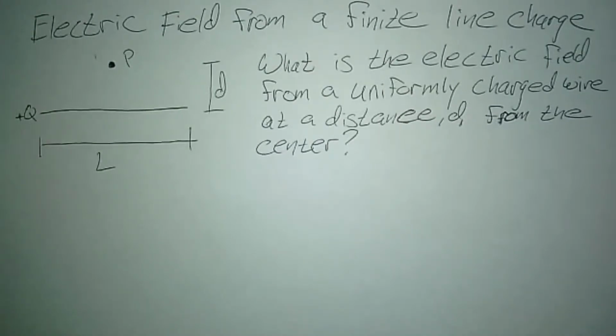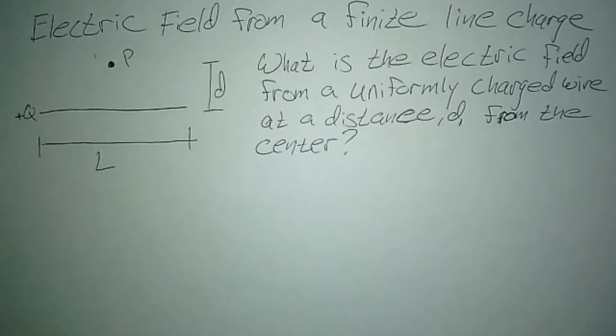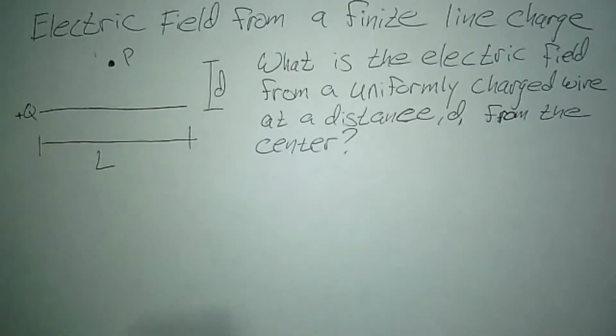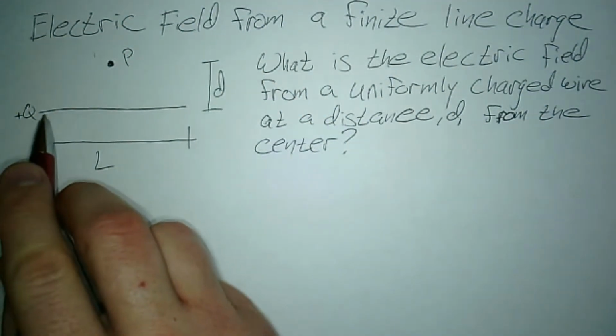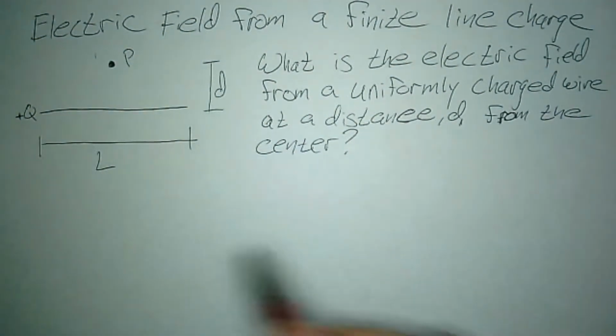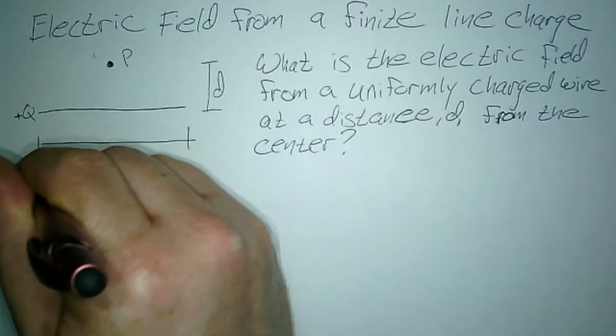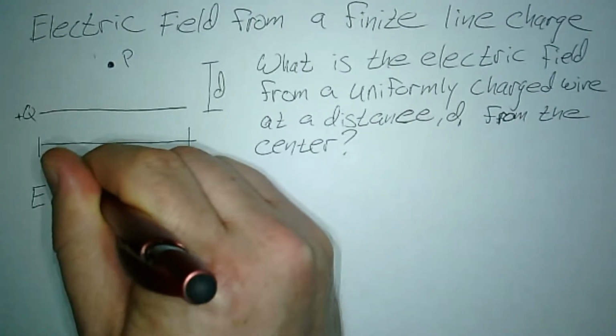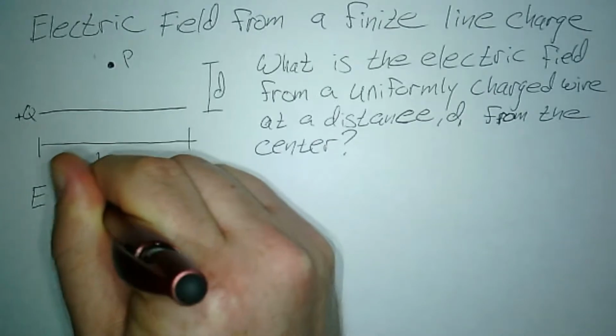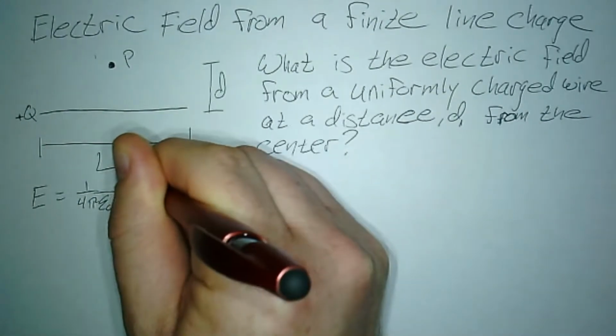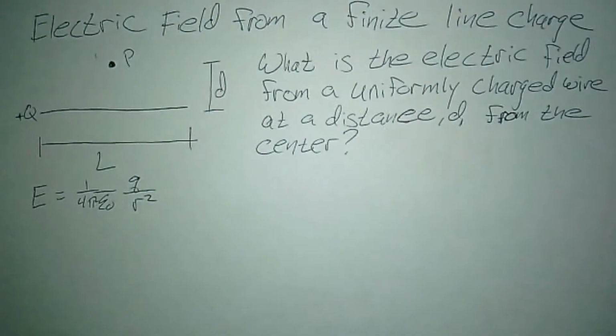So let's start with the basic electric field equation for a point charge. Because what a line charge is, is just a series of point charges in a row, right? So let's just think about that equation. So that equation is going to be E is equal to 1 over 4 pi epsilon naught times the charge over the distance squared.